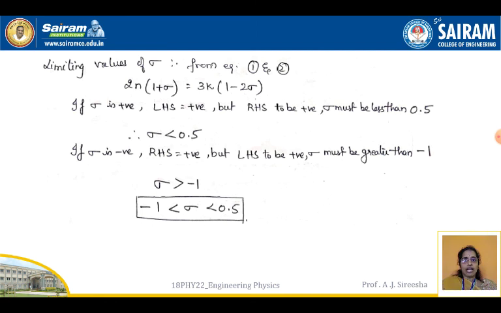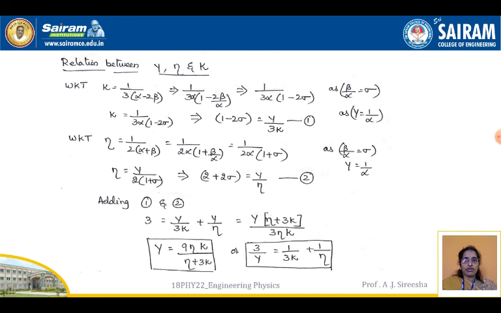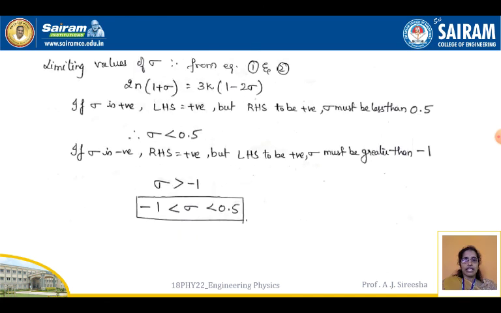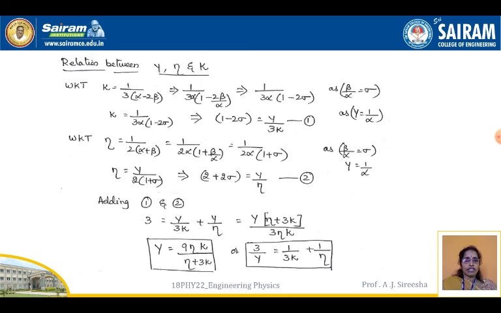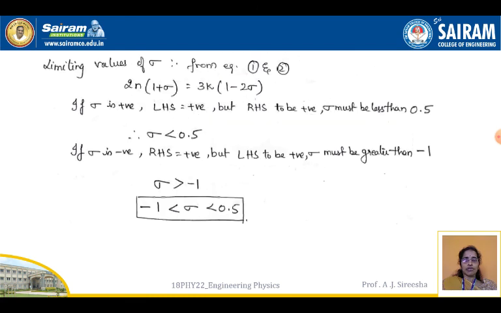Next, what are the limiting values of sigma? From equations 1 and 2 on this slide, there are two equations. Equating the values of Y and taking the 3K to the other side, we get 2 eta is equal to 1 plus sigma, and 3K is equal to 1 minus 2 sigma. If sigma is positive, the LHS is positive, but for the RHS to be positive, sigma must be less than 0.5. That means sigma is less than 0.5.